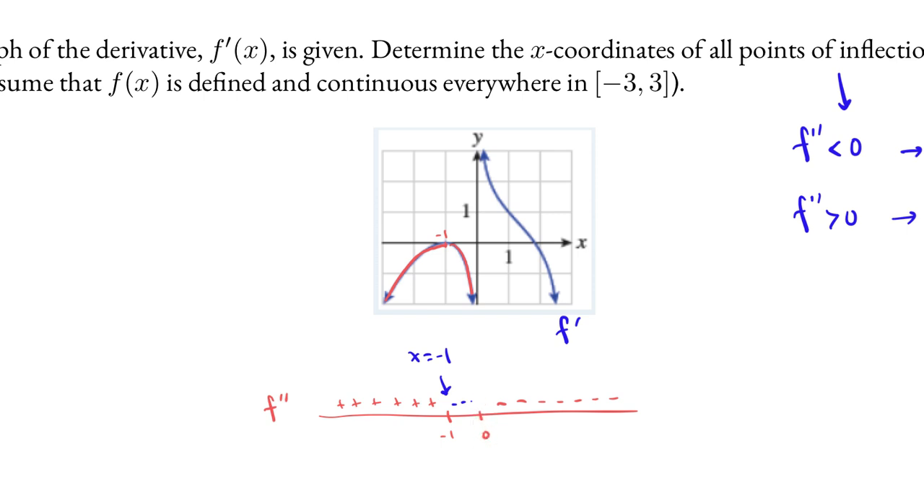x equals 0. On the left-hand side of 0, the second derivative is negative because the first derivative is decreasing. On the right-hand side of 0, the second derivative is negative because the first derivative is also decreasing there on that interval. And so the only inflection point here for the graph of the function f of x, not this graph, is when x equals -1.